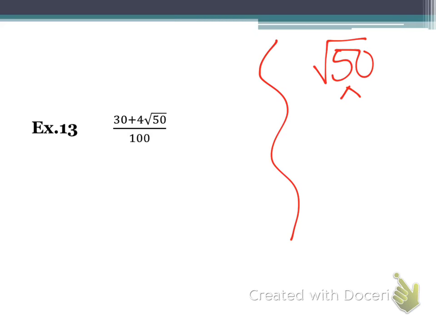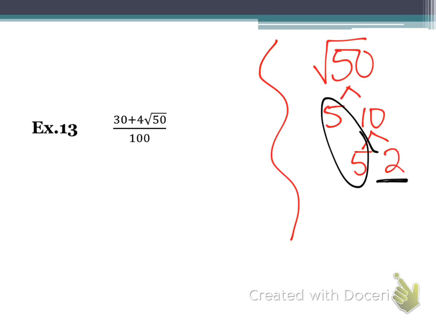What are we breaking 50 into? 5 and 10. 10 breaks into 5 and 2, or 2 and 5. My pair is the 5s. The lonely guy is the 2. So I go back over here to rewrite this. I've got a 30 plus 4. And then I'm simplifying the square root of 50. So what's coming outside? The 5.